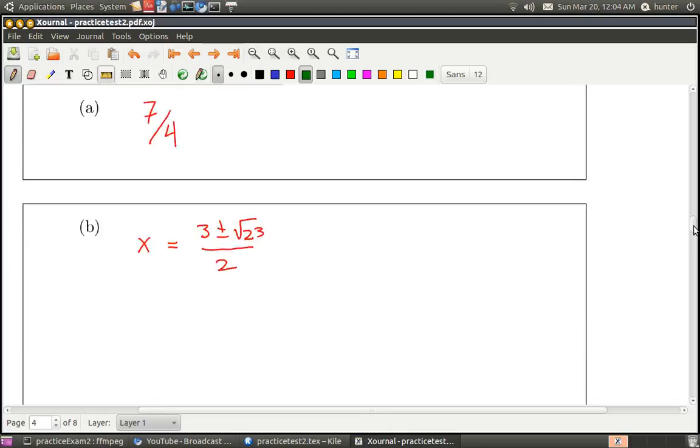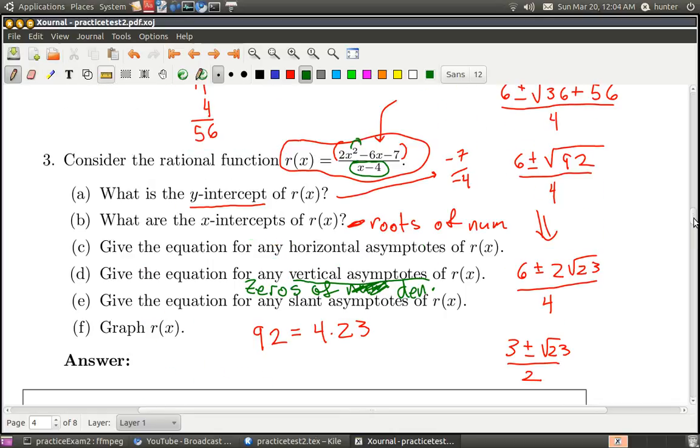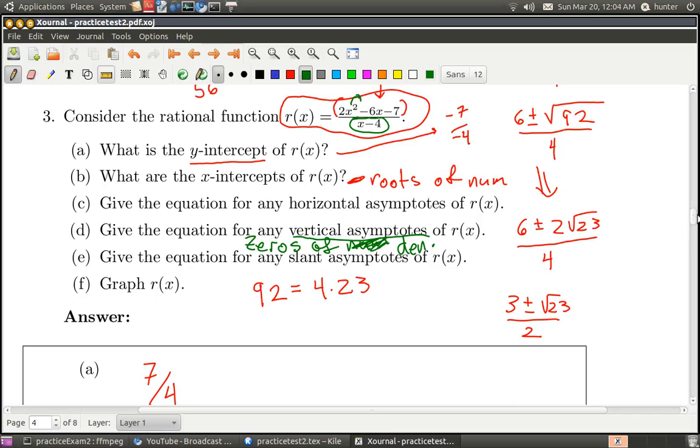And what else? It says give the equation for any slant asymptotes. So this rational function does have a slant asymptote, and we can find out what it is by doing polynomial division. So this is a simple one, so we can do synthetic division. So what I want to do here is, maybe I can erase this and make some space to do it right here.